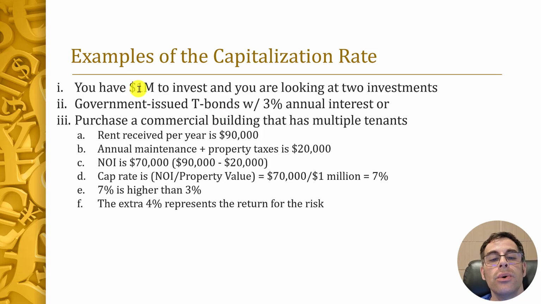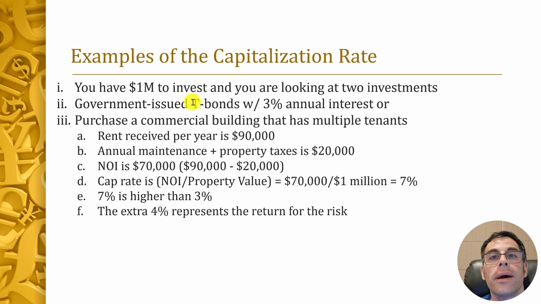Say you have $1 million to invest. You could buy T-bonds, zero risk, and get a guaranteed 3% return. Alternatively, you can invest in commercial real estate. Say there's a building for $1 million, and you talk to the current owner, and he says in the past 12 months he received $90,000 in rent from his tenants. Say there's 10 tenants, $10,000 each, but one spot's vacant. So 9 are paying the $10,000 of annual rent.